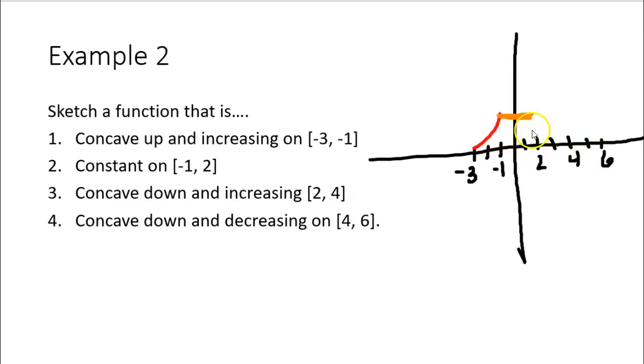So from 2 to 4, it's concave down and increasing. That would look like this, right, if we draw that graph. Concave down and increasing. And then the last thing we're going to do is from interval 4 to 6, and that's concave down decreasing.